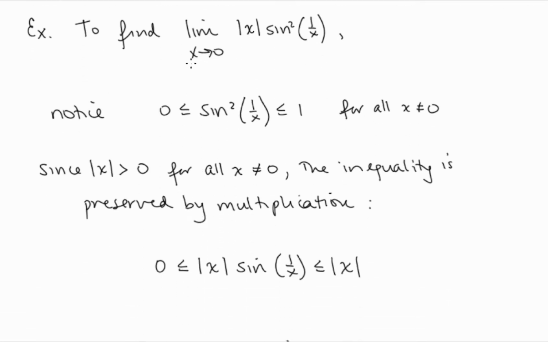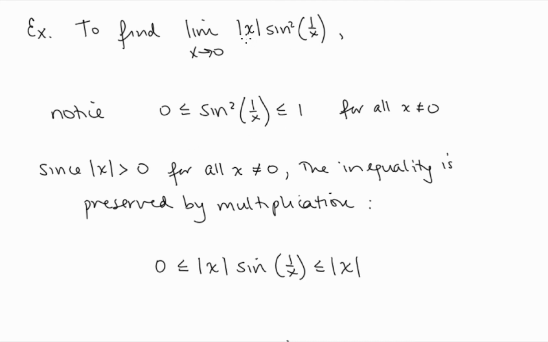We want to find the limit as x goes to 0 of absolute value of x multiplied by sine squared of 1 over x. Now here I see a sine function, and I know that sine values are always between -1 and 1. Now because we're squaring the sine values here, I know that's always going to be between 0 and 1. So right away I know sine squared of 1 over x is going to be greater than or equal to 0, less than or equal to 1 for all x not equal to 0. We can't plug in x equals 0 here, right? So we have this inequality.